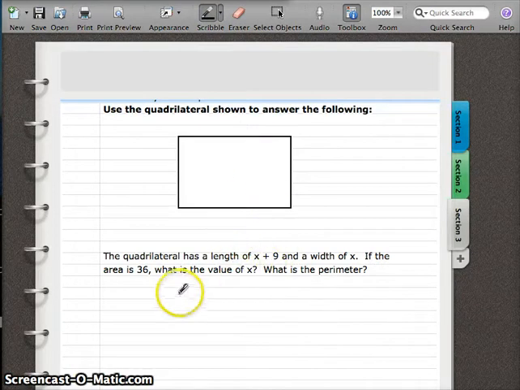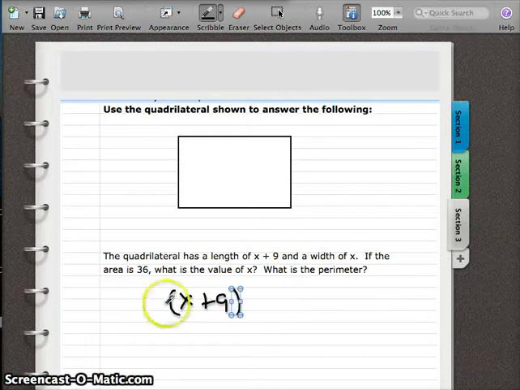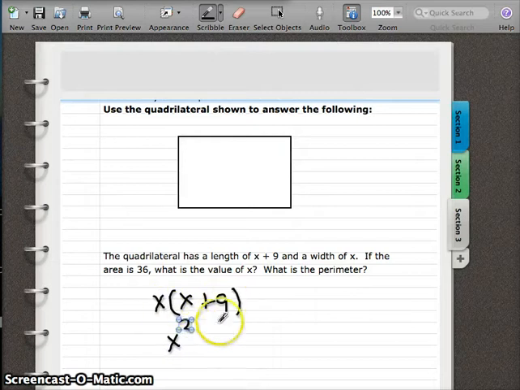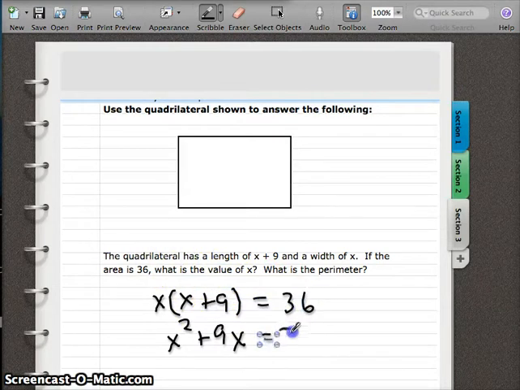So the length is x plus 9. And we multiply length times width. Width is x, so let's multiply these two things together here. We get x times x, that's x squared. And x times 9 is positive 9x. And we knew that if we multiplied the length times width, we would get the area. And the area, they tell us, is 36. So this equals 36.